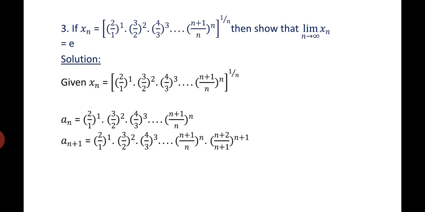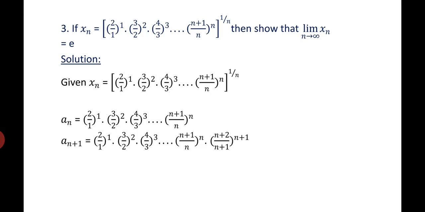The next problem is, if x_n is equal to 2 power 1 into 3 by 2 square into 4 by 3 cube and so on, when you look into the terms, I can generalize the nth term and write it as n plus 1 by n whole power n, to the power of 1 by n. Then show that limit n tends to infinity x_n is equal to e.